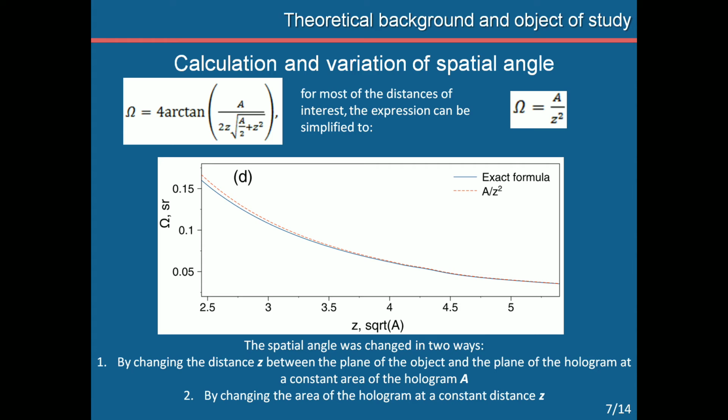To limit the number of parameters in the study, we will turn to the spatial angle of the hologram as the ultimate unitless parameter for the resolution and contrast study. In the case of observing a square hologram with side A and area A squared from the central point of the object at distance z, the spatial angle can be calculated as in the slide at the top left. But for most of the investigated distances, the expression can be simplified.